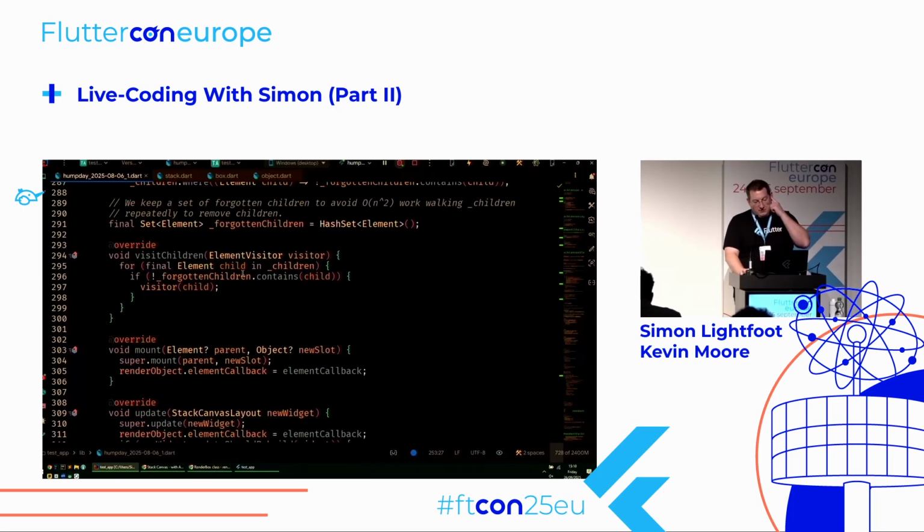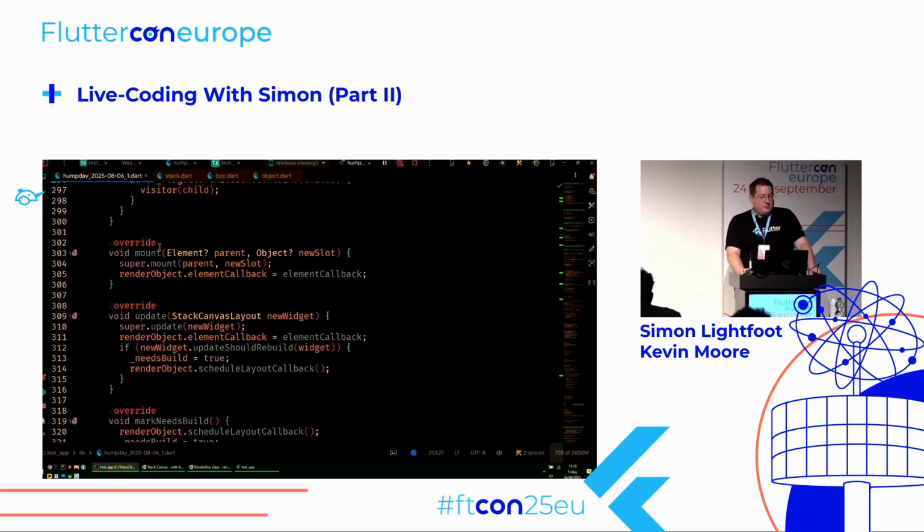Yeah, so briefly, this is when our element gets added to the element tree. This is where we're updating our element callback of our render object. So this is binding the element tree to the render object, and the render object back to the element. So this is that relationship. And obviously, when our widget gets updated, we need to make sure that's up to date.